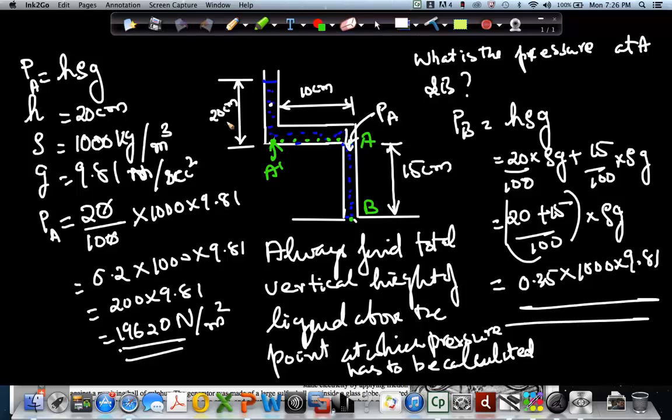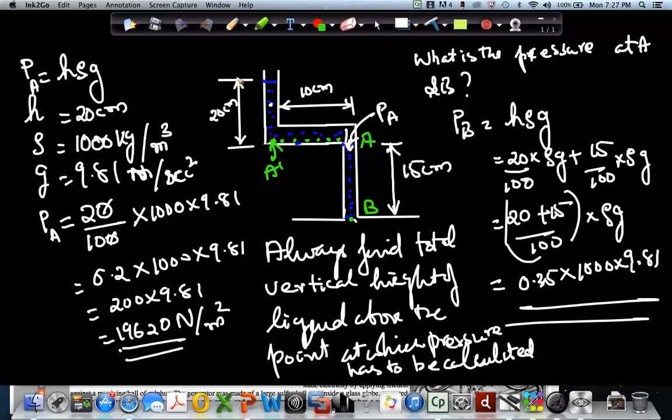It doesn't matter what the shape of the vessel is. You have to just find the total vertical height. Here the shape of the tube is peculiar, right? Like this, it comes like a 4. But still, what you are bothered about is the total vertical height. This portion doesn't contribute at all to the total vertical height. Why? Because it's a horizontal pipe. So only the vertical height is the only thing we have to consider.